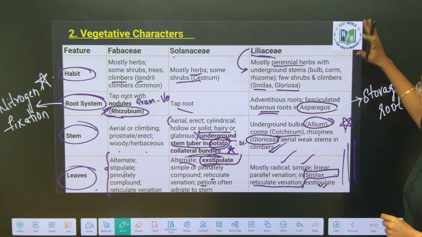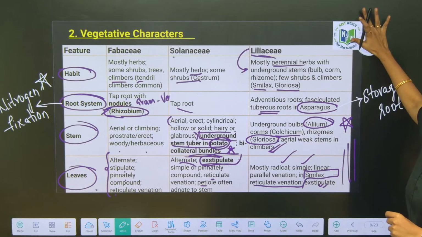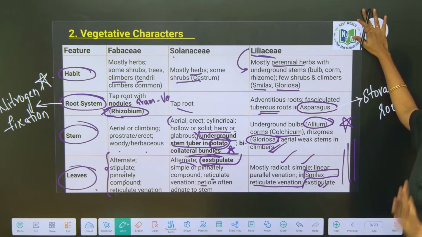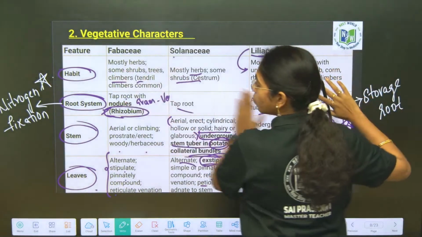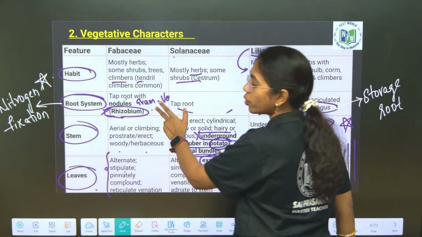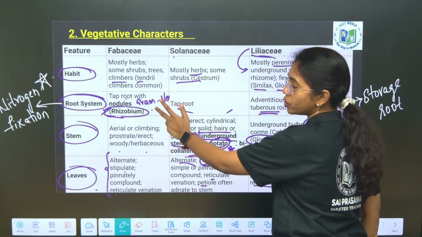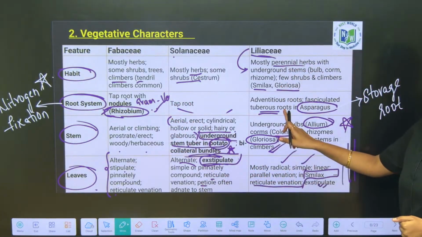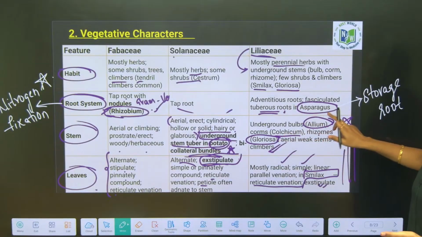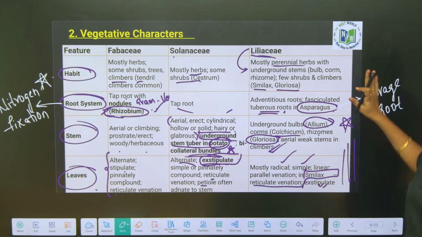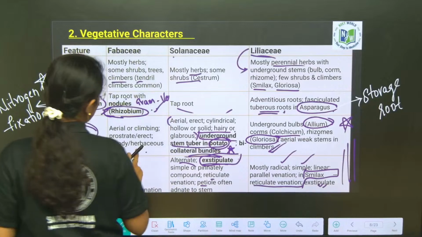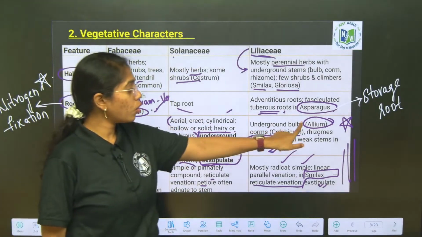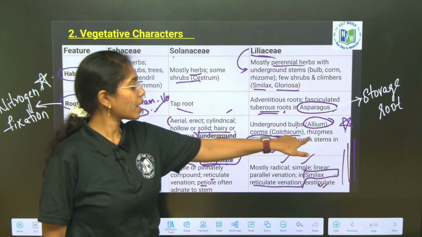So, from this entire table what you have to highlight and focus on is root, stem and leaf modification wherever it is required. First, in roots, root nodules you have to remember with respect to legume roots, that is Fabaceae members. Next, adventitious or tuberous root, storage root modification in asparagus of Liliaceae. Clear, right? Next, stem: underground stem tuber modification in Solanaceae, and underground bulbs, culm and rhizome you observe in Liliaceae members.